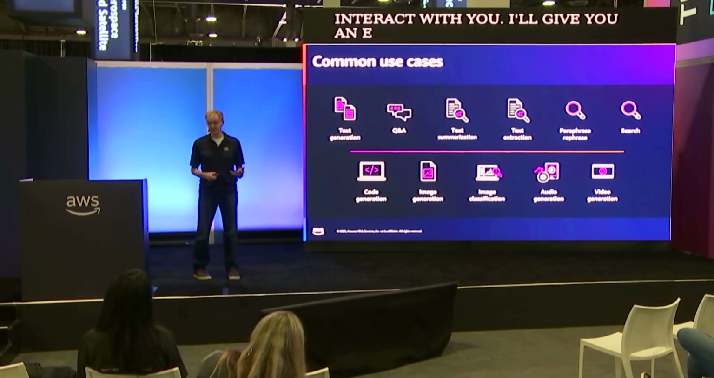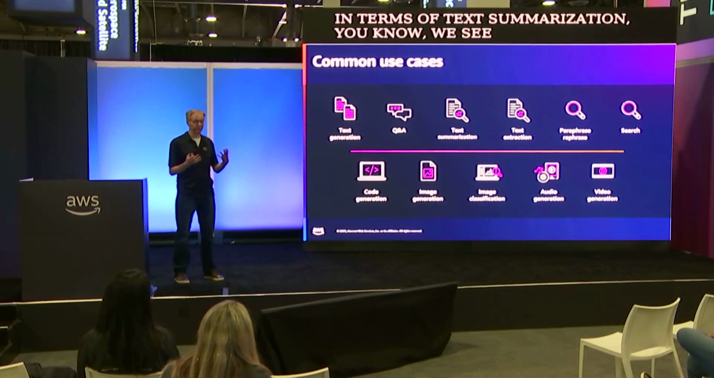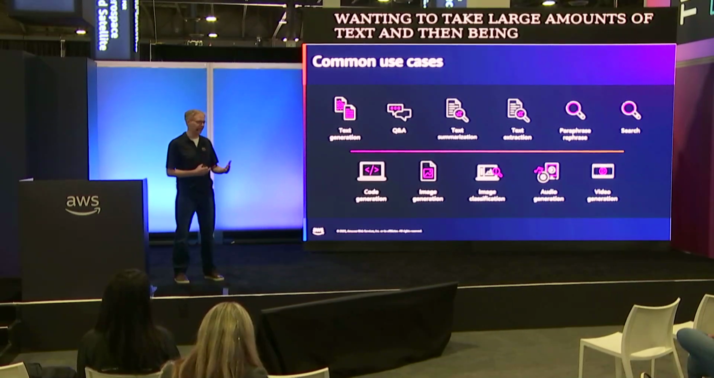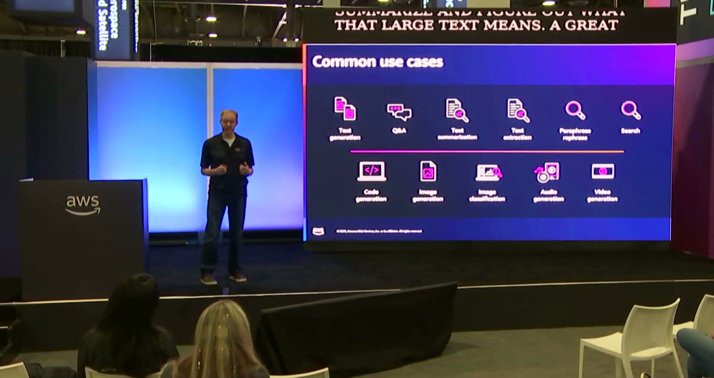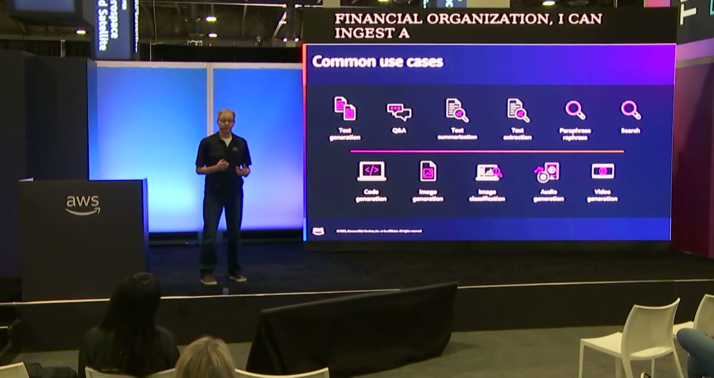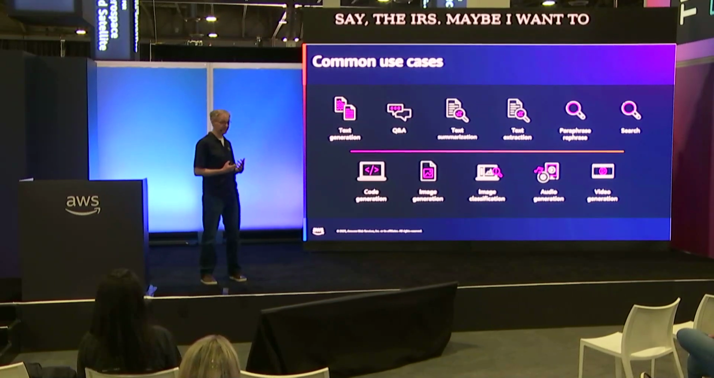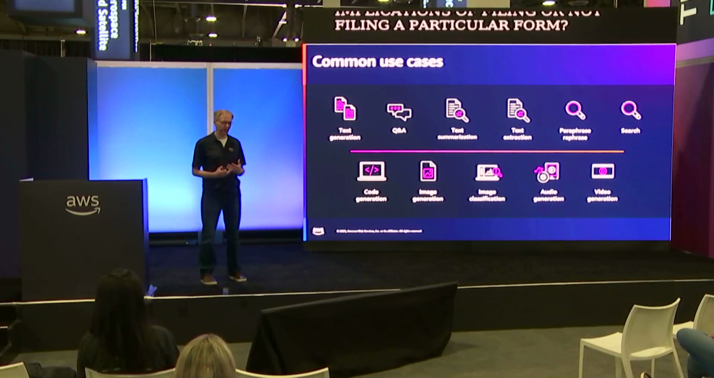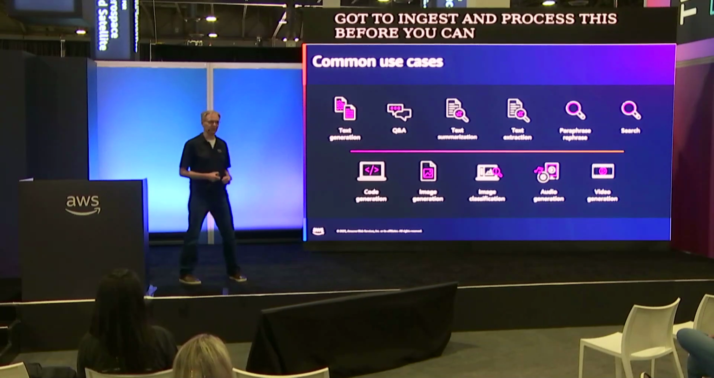In terms of text summarization, we see organizations wanting to take large amounts of text and then being able to summarize and figure out what that large text means. A great example of this is if I'm a financial organization, I can ingest a number of PDFs from, say, the IRS. Maybe I want to understand what are the implications of filing or not filing a particular form. There's a lot of content you've got to ingest and process before you can make that decision. So that's a common use case that I see.